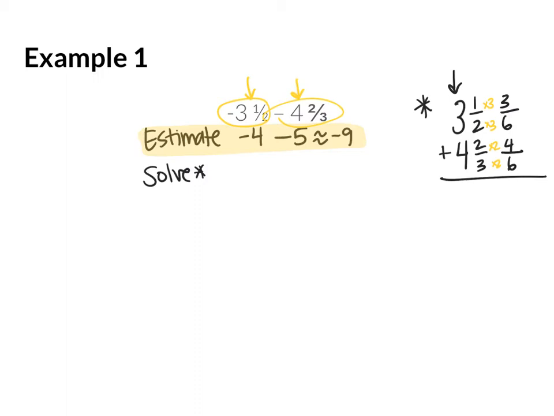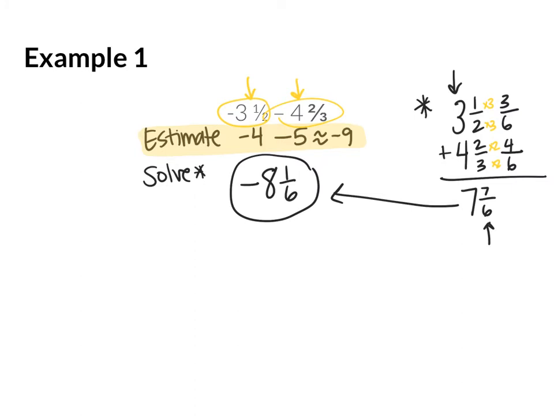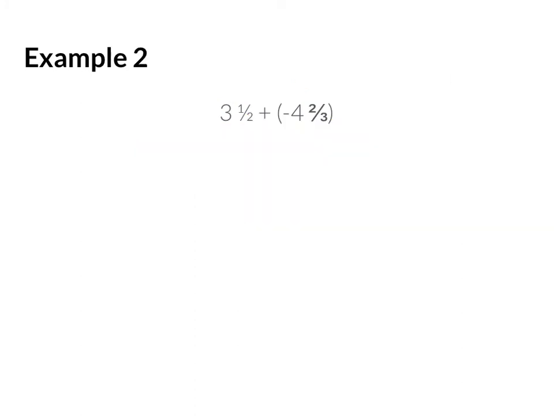Now when I add, I get 7 and 7/6. Since the second is an improper fraction, I rewrite it, and 7 and 7/6 simplifies to 8 and 1/6. When I look back at my estimation, it looks like I got a negative number the first time, which makes sense because I'm at -3.5 and I take 4 and 2/3 away, so my final answer would be negative as well.